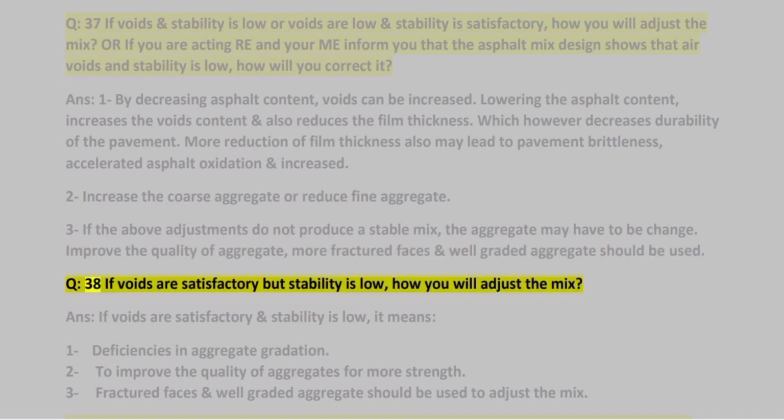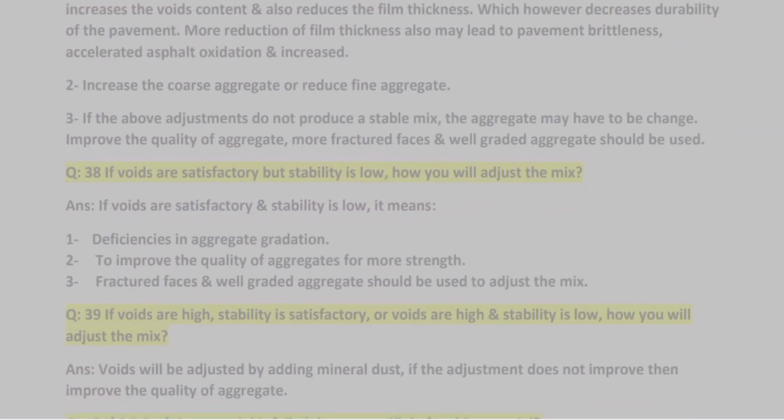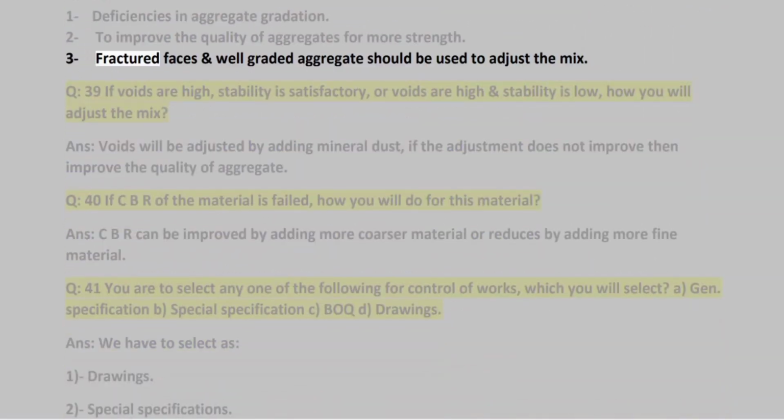Q. 38 If voids are satisfactory but stability is low, how will you adjust the mix? ANS, if voids are satisfactory and stability is low, it means 1. Deficiencies in aggregate gradation. 2. To improve the quality of aggregates for more strength. 3. Fractured faces and well-graded aggregate should be used to adjust the mix.